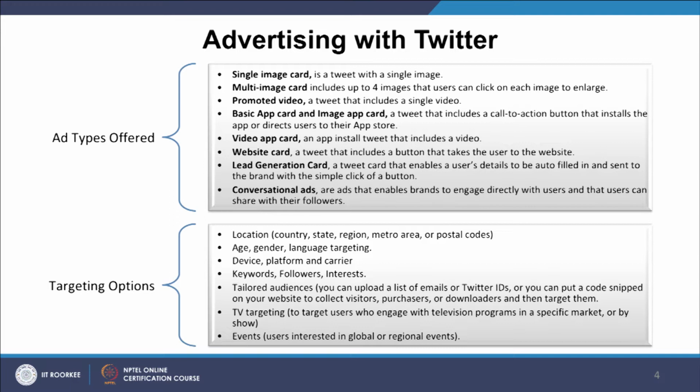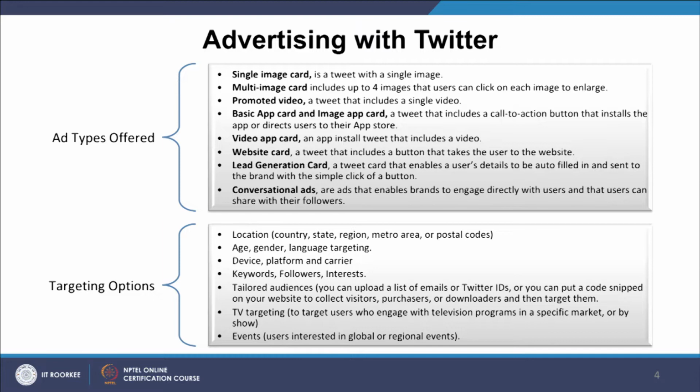Conversational ads are ads that enable brands to engage directly with users, wherein users can share with their followers as well. That is how things are, and there are targeting options: location, age, gender, language targeting, device, platform and carrier, keywords, followers, and interests. These are the targeting options available as far as advertising with Twitter goes. So, targeting options are associated with geography, demography, devices, keywords, and tailored audience, and so on. Again, as in the case of other media options, there are several categorizations available with Twitter as well.